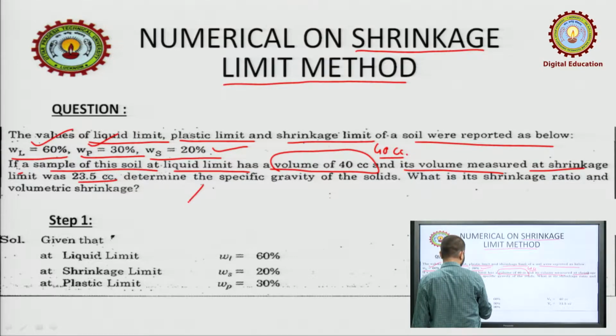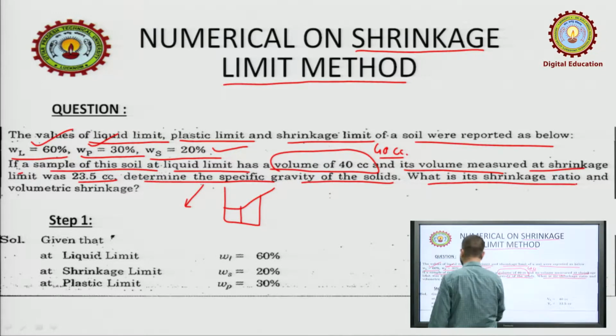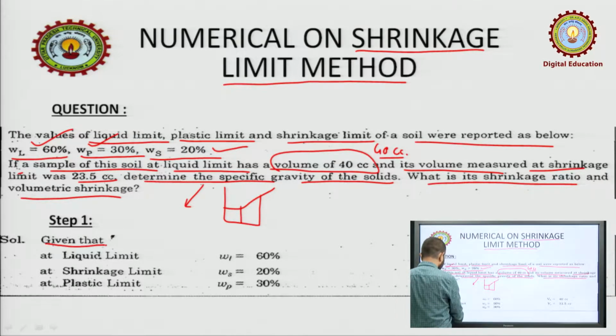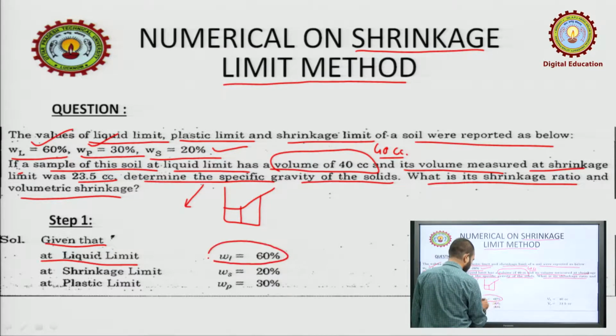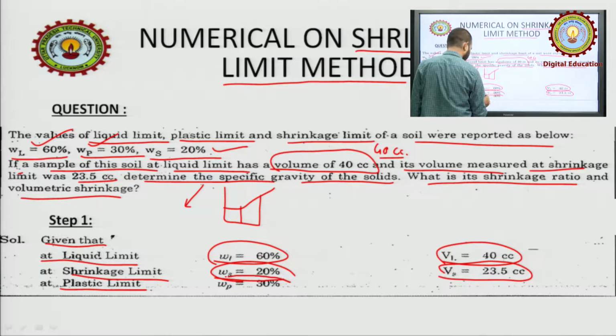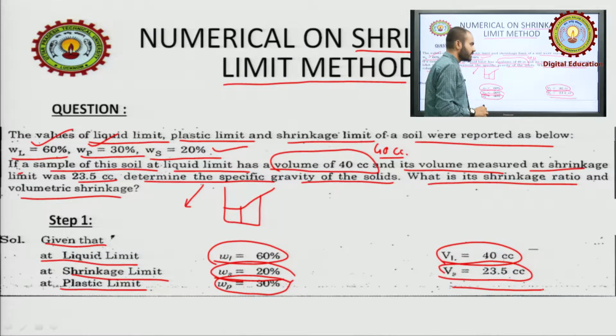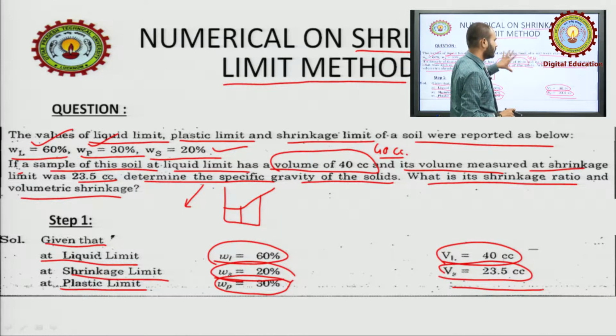Obviously it will decrease. You know the chart, something like this: here it is more, here it will be less. Determine the specific gravity of the solids. What is the shrinkage ratio and volumetric shrinkage? So what are the things given at liquid limit? This is the water content and this is the volume. Again, at shrinkage limit, this is the water content, this is the volume. And at plastic limit, only water content is given to us, no volume is given to us. So this is the basic overview of this question.